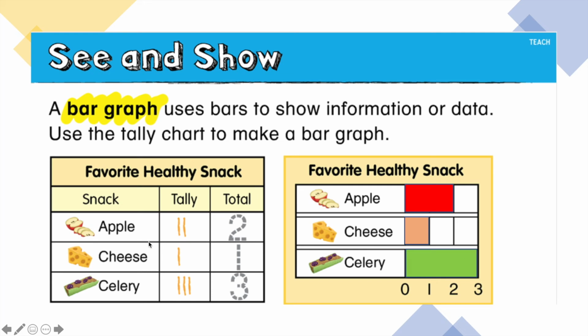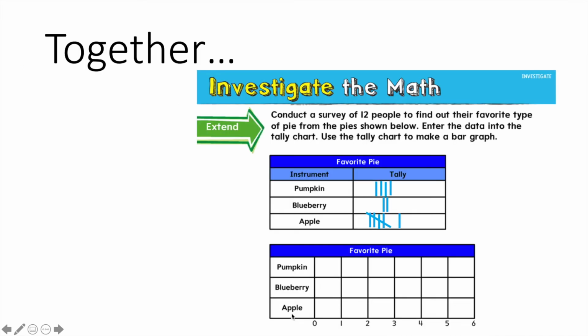So do you see how we can use a tally chart to make a bar graph? We could also use a picture graph to make a bar graph, right? Because it's giving us the same information. All right, we're going to solve this together. It says, conduct a survey of 12 people to find out their favorite type of pie from the pies shown below. Enter the data into the tally chart. Use the tally chart to make a bar graph.